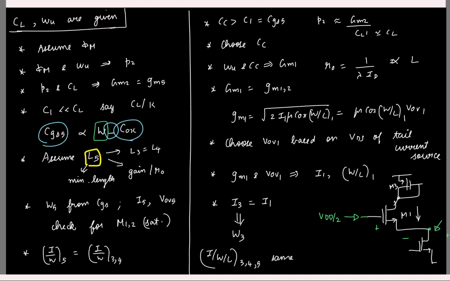Again, this is one way in which you can do the design. This is not the only way. You can start with anything. Okay, so let's say now I have omega u to be gm1 by Cc. Let's say I want to reduce Cc. To keep the same omega u, what should I do? I should also reduce gm1. How will I reduce gm1 without disturbing the operating point voltages? You have to decrease both current and width.